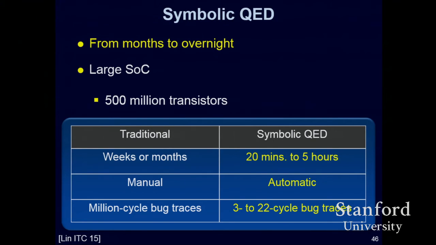And finally, traditionally, you would have really long bug traces that you have to look at to find out where exactly the bug is and what's causing it, versus Symbolic QED, which will give you very short, very succinct traces to nail down the bug. I would stop at this point, take any questions, and then hand it over to Clark.